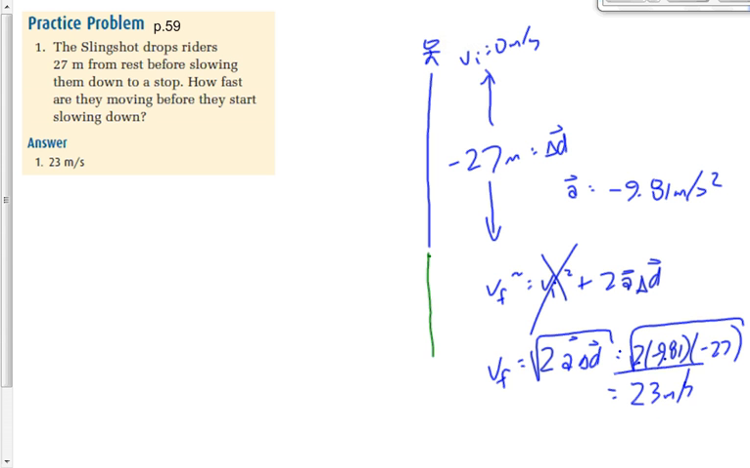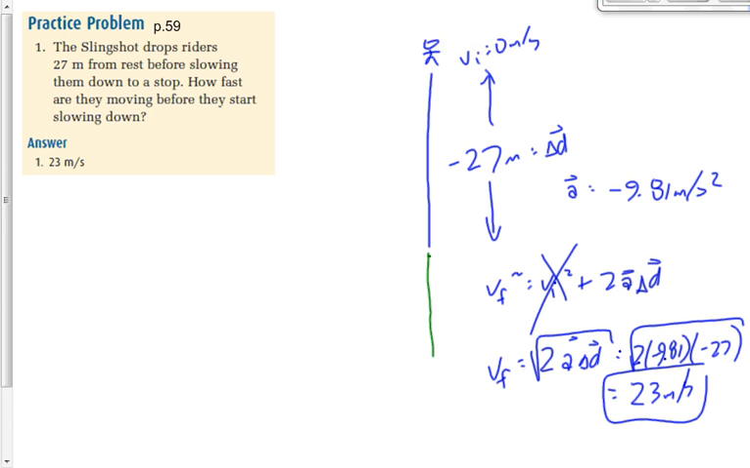Should it be negative 23 because it's downwards, right? What have I just solved for there? The final speed, and speed doesn't have a sign with it, right? So it's 23. If we wanted the final velocity, then it would be negative 23.